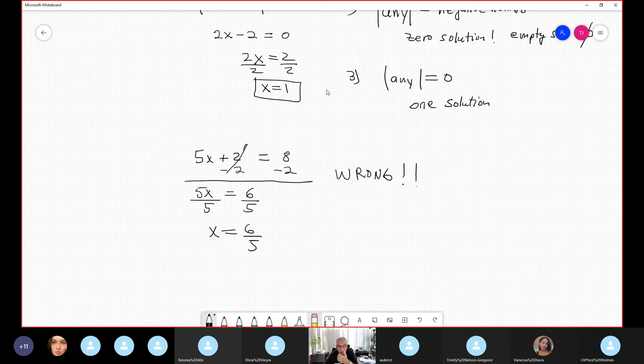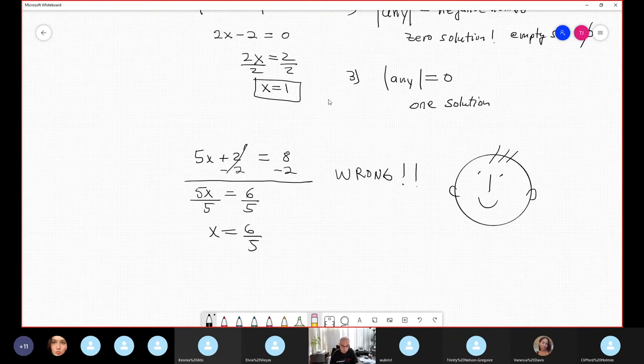Because I know we have two solutions. Yes, this 6 over 5 is one solution, but behind this idea we have a conceptual mistake. When I saw this mistake, I put a big 0 in this equation, like that. Okay?